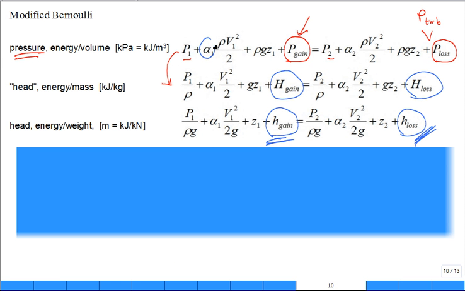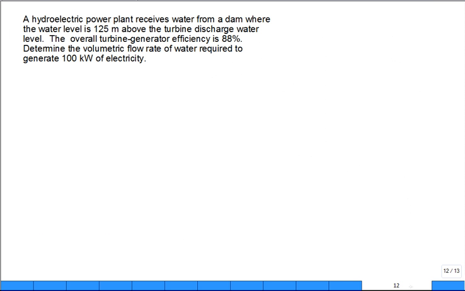This alpha, that alpha, is the kinetic energy correction factor, about 1 for turbulent flow, a little over. A hydroelectric power plant receives water from a dam where the water level is 125 meters high behind the dam, and that feeds the turbine, which discharges the water at another level.